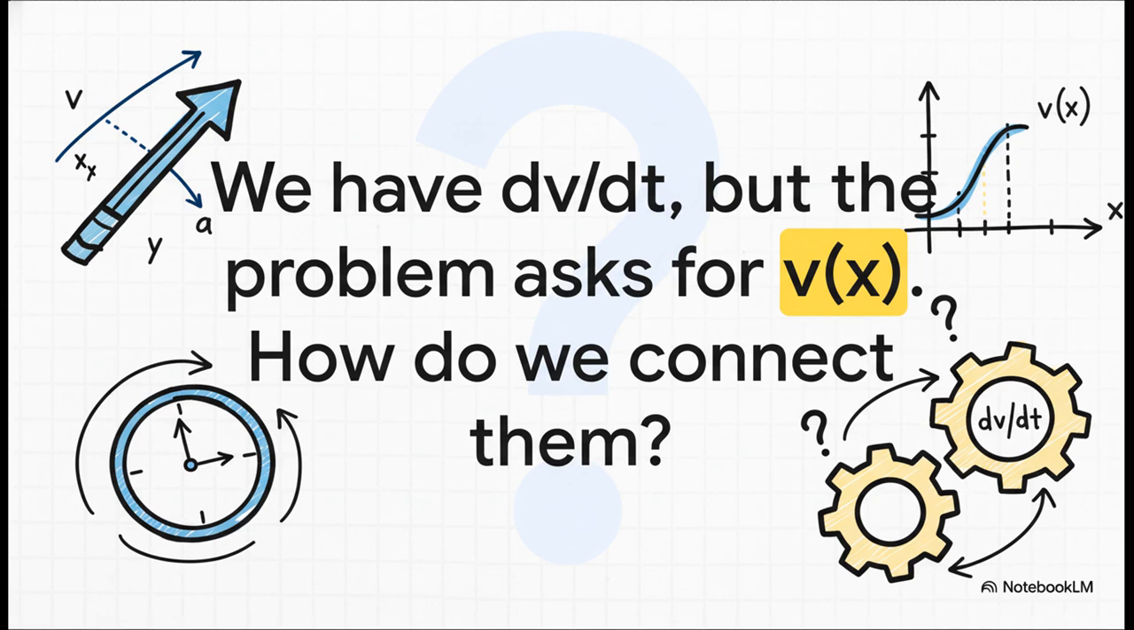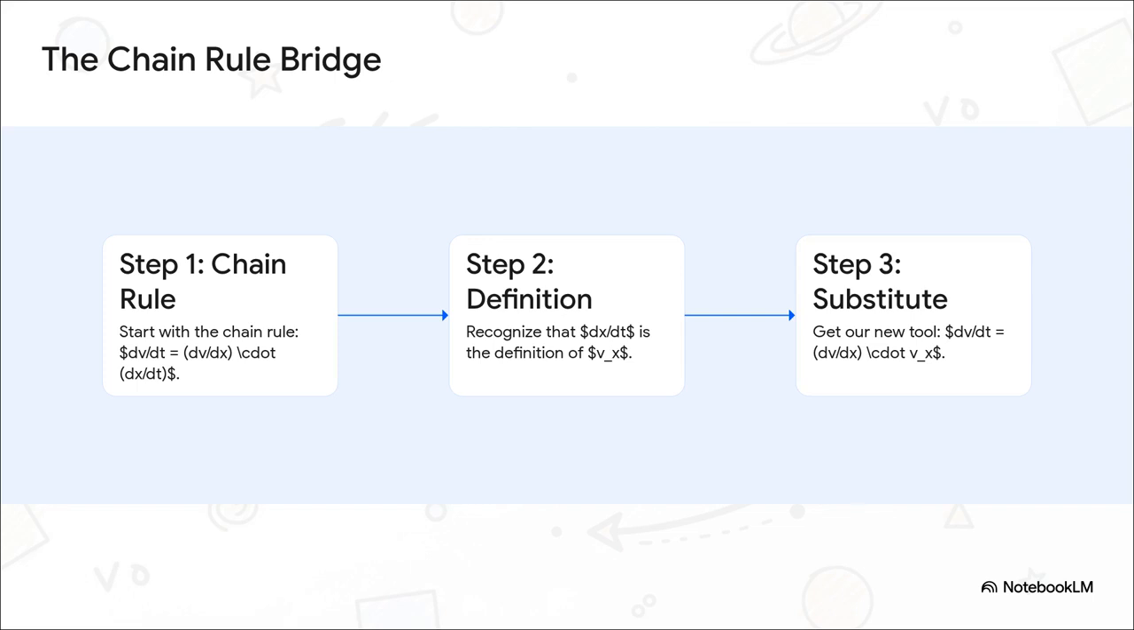We've managed to build an equation for dv/dt, but that has time in it. The problem is asking us for v as a function of position, x. So how in the world do we get t out of the equation and get x into it? And here's our secret weapon, the chain rule from calculus. This is the perfect tool for swapping variables and derivatives. We can rewrite dv/dt as dv/dx times dx/dt.